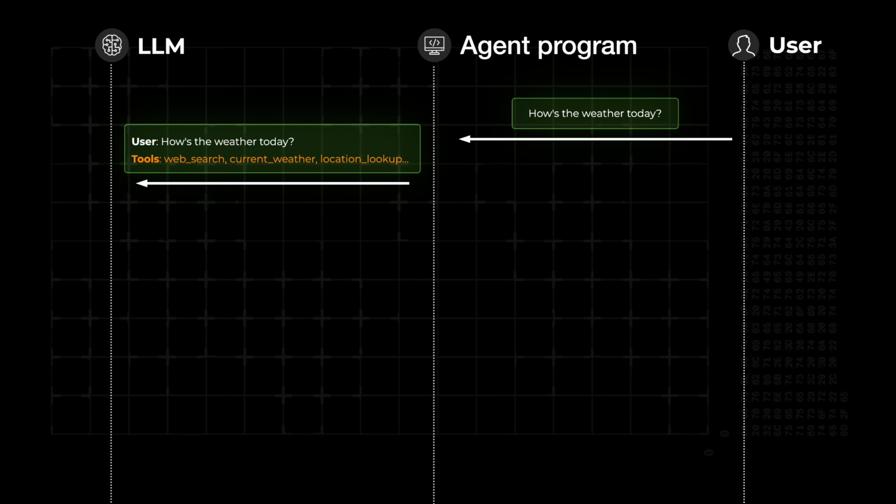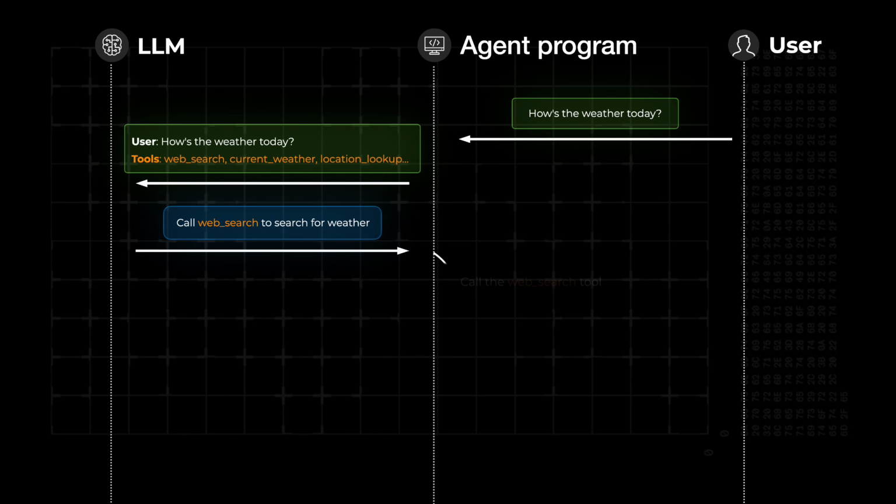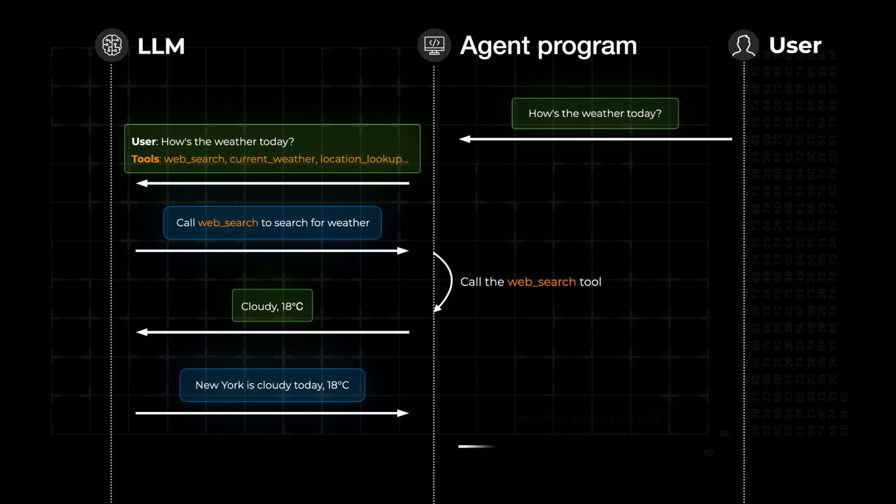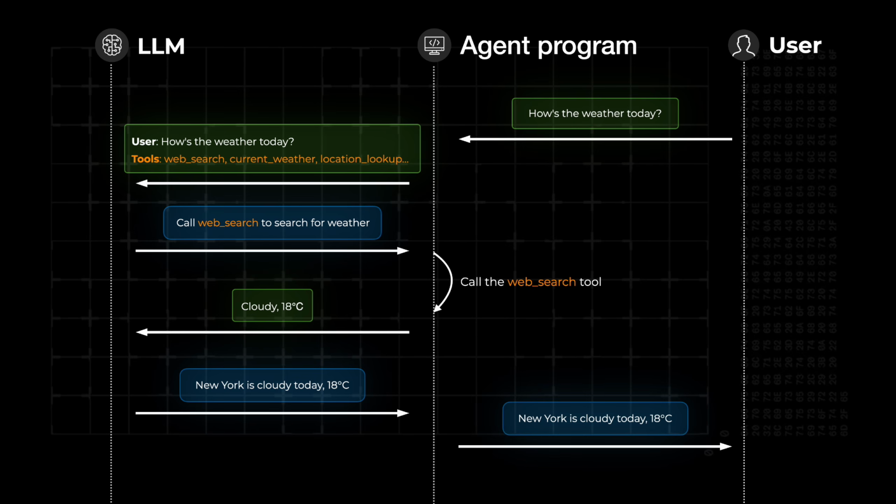The model's like, alright, I need weather info, and there's a search tool. So the model sends an instruction to call a tool. Then the program calls the web search tool and returns the weather results to the model. After receiving the result, the model composes the answer back to the user through the program. So basically, the agent program is doing the heavy lifting in the background, pulling context together, fetching info.